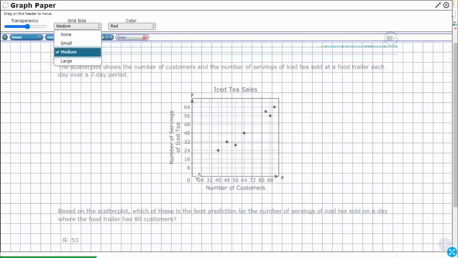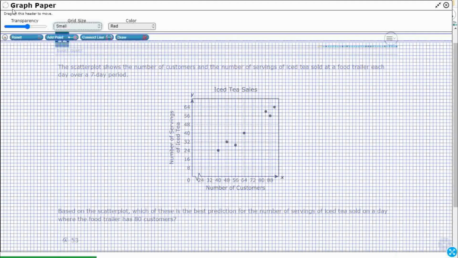I'm going to change the grid size to small, right? And so what I can do here is add a point to where I kind of think it's going, but let's draw a line. I'm going to go in between those 2 dots right there. I'm going to kind of go right on that dot, in between those 2 dots, on that dot.